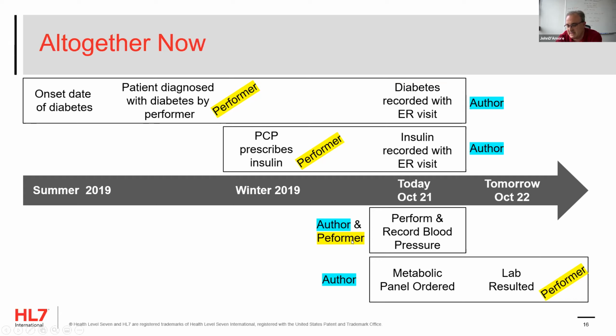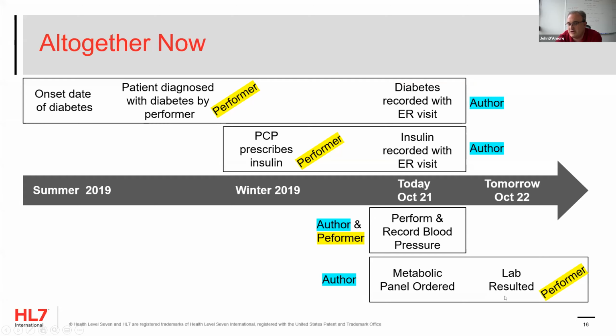This can be something that's done at the same time, like that vital sign. The performer and the author are really at the same time. They could be the same person, could be different people. And then the author and the performer for this: when you order the metabolic panel, you get an author for that planned observation. And then when it gets resulted, you could have a performer.